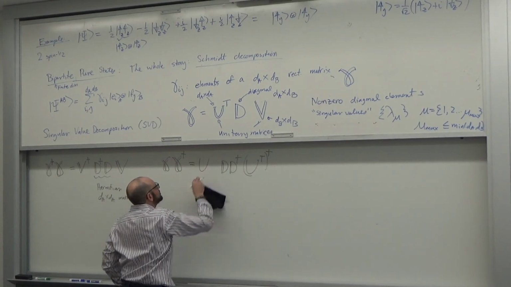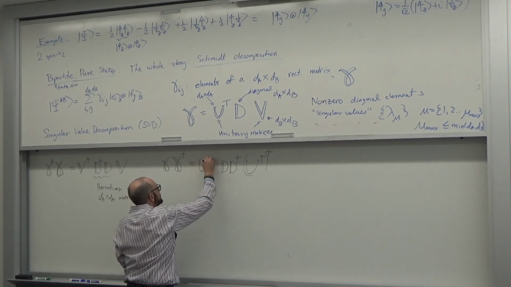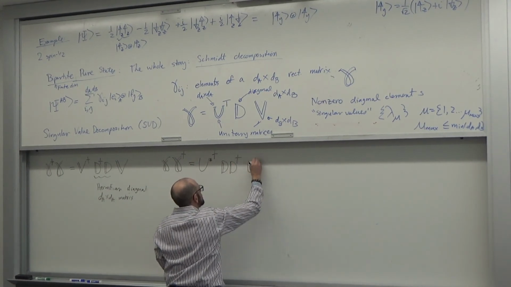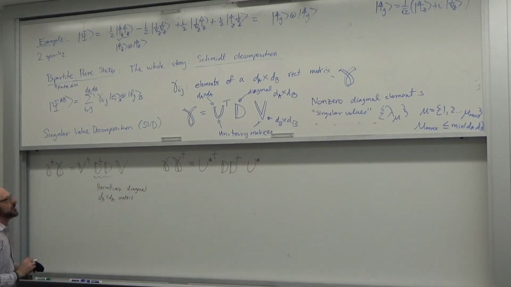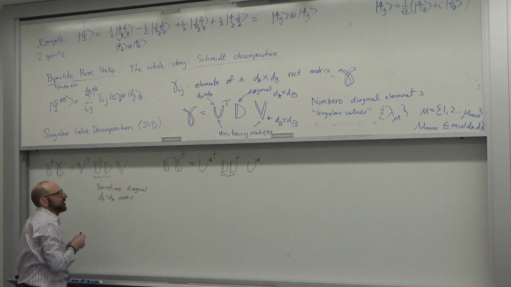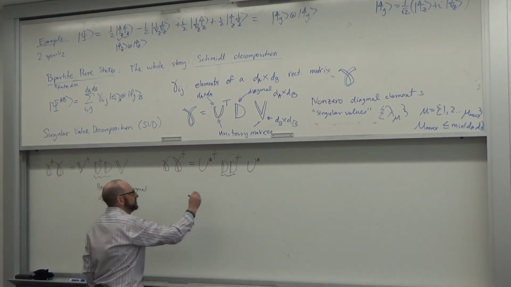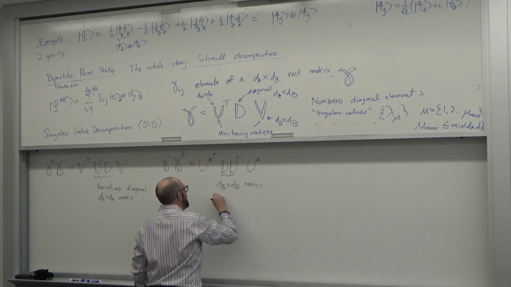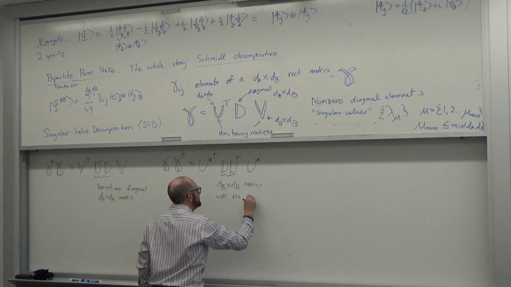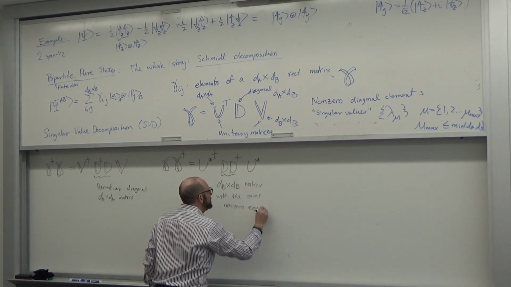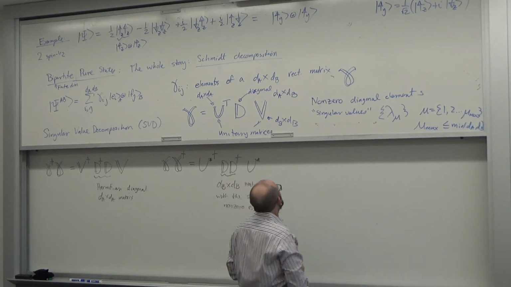Look at it this way. U star is also a unitary matrix. I diagonalize this. This is going to have the same eigenvalues. This is a dB by dB matrix with the same non-zero eigenvalues. And those eigenvalues, if I take their square root, I get the singular values.